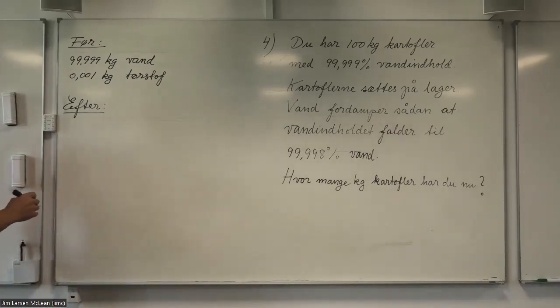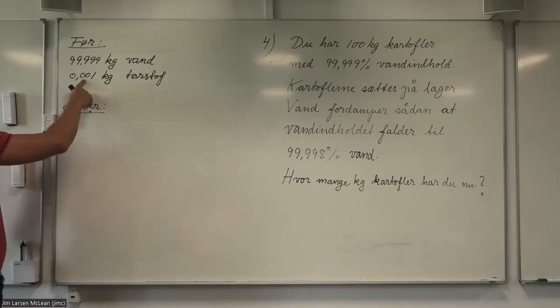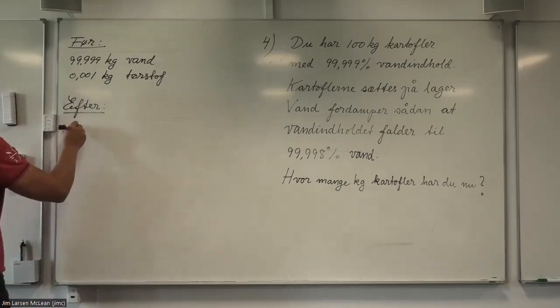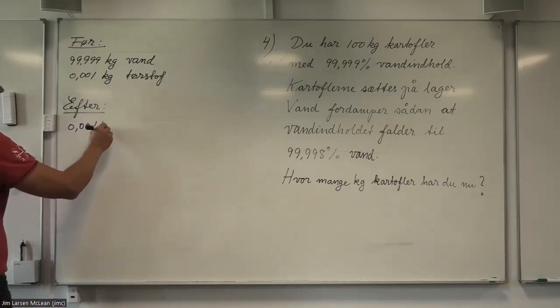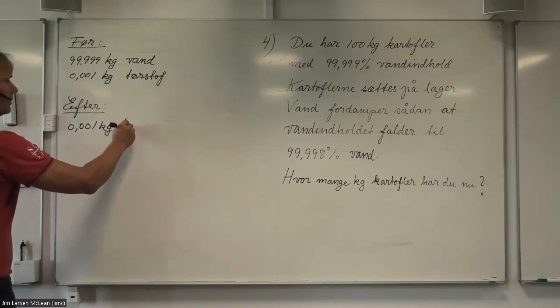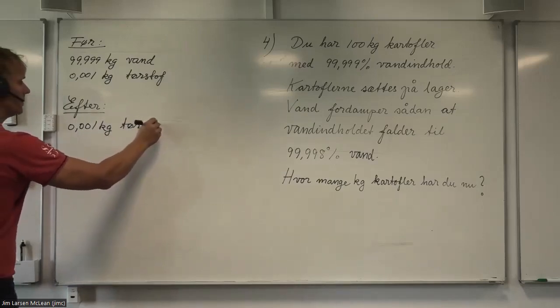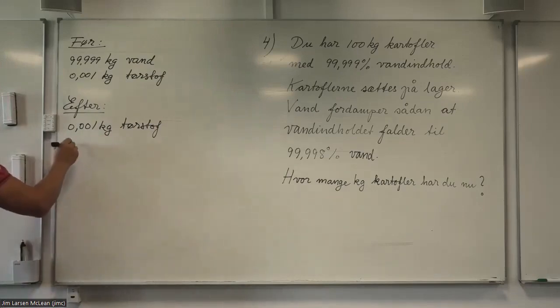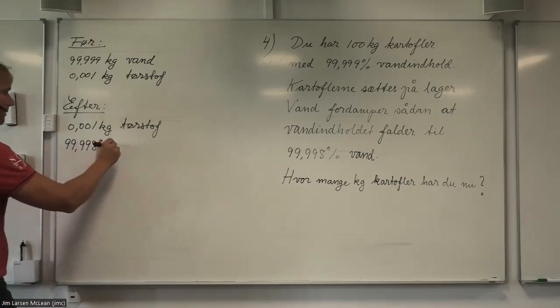So what do we know after? Well, we know that we still have 0.001 kilograms of dry matter, because it hasn't disappeared just because the water evaporated. So we still have 0.001 kilograms of dry matter. We know we still have that. What we also know is that we have 99.998% water.